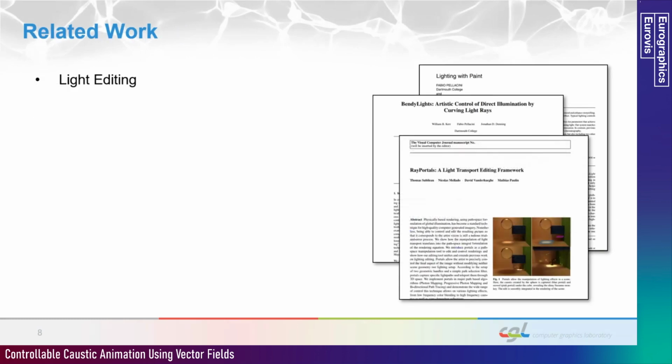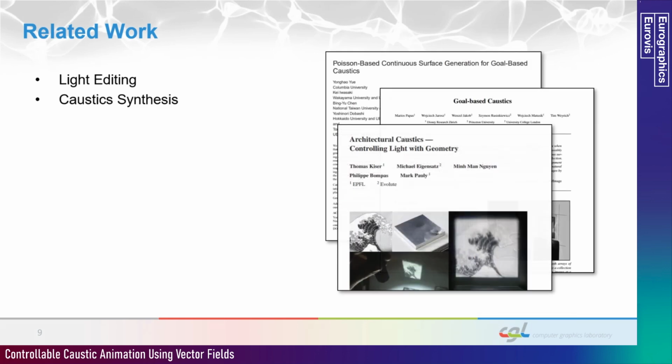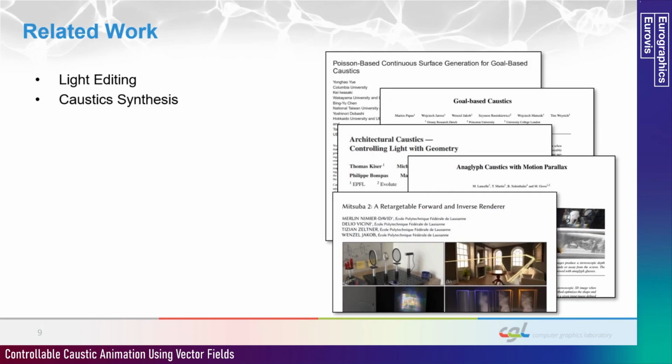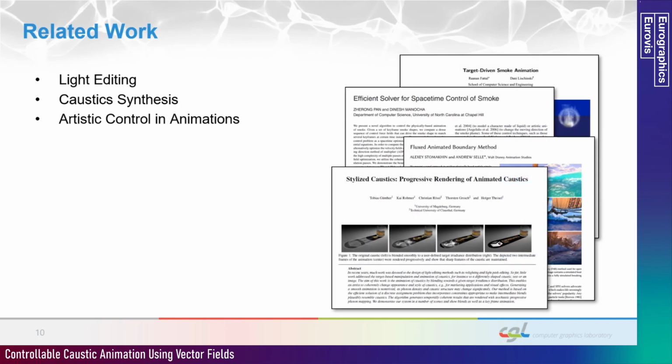There are many papers about artistic light editing in a scene, or caustic synthesis, where, for example, they find how the specular surface should look to create a desired target image. Also, other work focuses on artistic control in fluid animations of smoke and liquid. In this paper, our goal is to animate the caustics of a scene and blend them into a desired target image. Related to this, previous work by Gunther et al. formulated the same problem in their paper called STLS caustics.